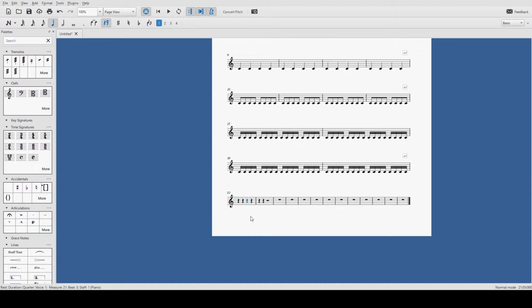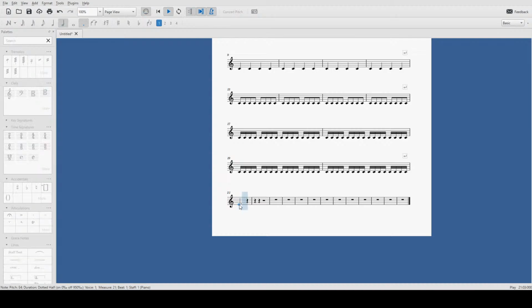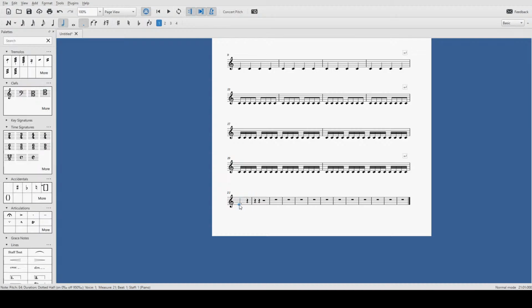Now, a dotted half note would actually take up 3 of them. 3 quarter notes. So that means for 1 count, you have to hold this note for 3 counts. So 1, 2, 3, 4. See, that's a dotted half note.